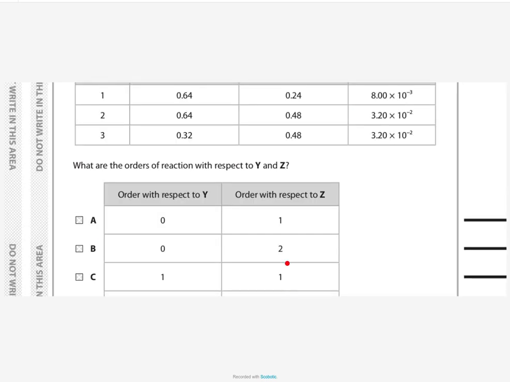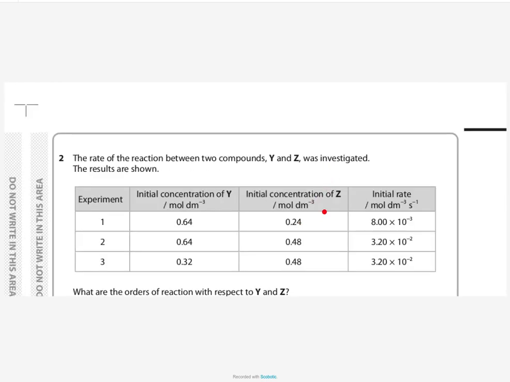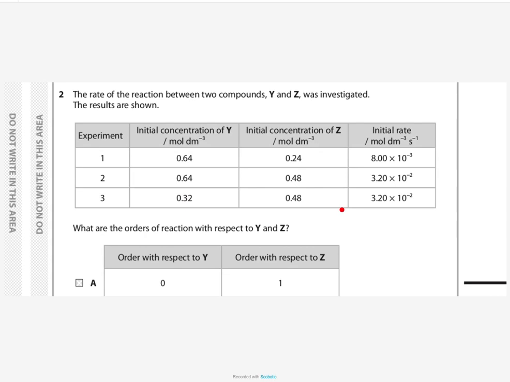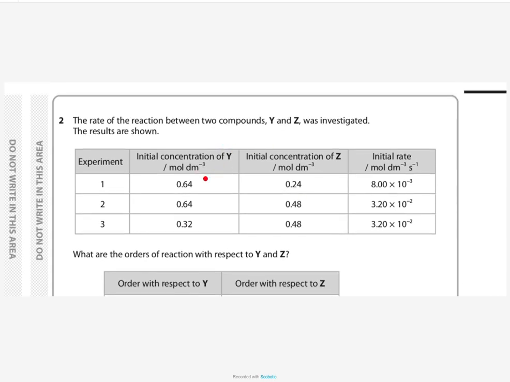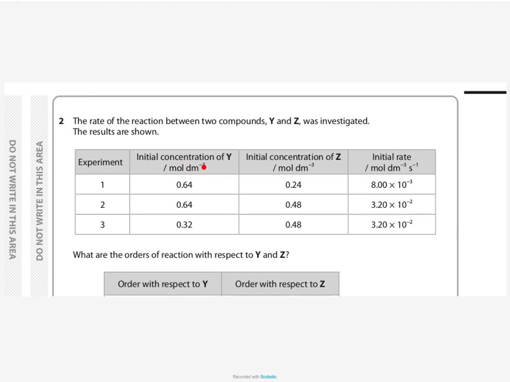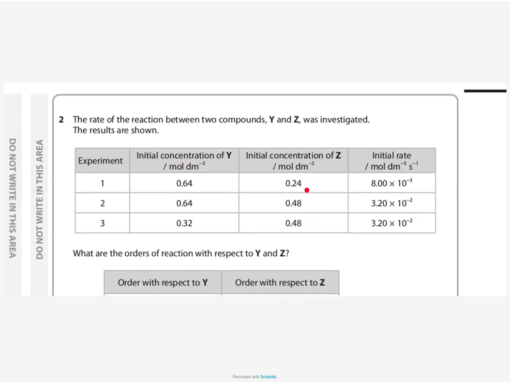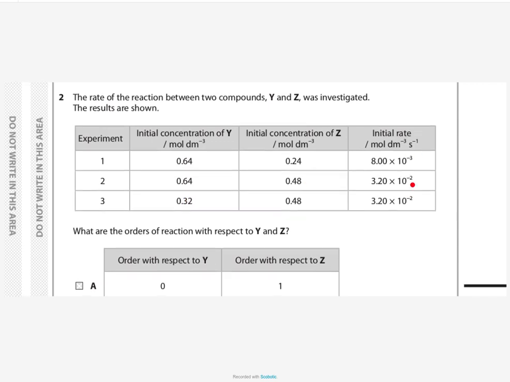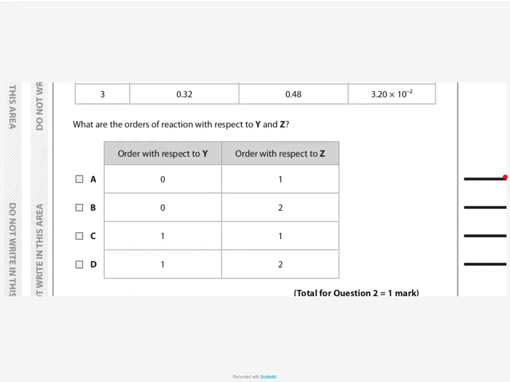Next one. The rate of reaction between two compounds, Y and Z, was investigated. The results are shown. What are the orders of reaction with respect to Y and Z? Order with respect to Y, you can keep Z constant, experiment number 2 and 3. And the Y has halved. There is no change in the rate. When the concentration of Y is halved, keeping Z constant, there is no change in the rate. That means the order with respect to Y has to be zero. So the answer has to be either A or B.